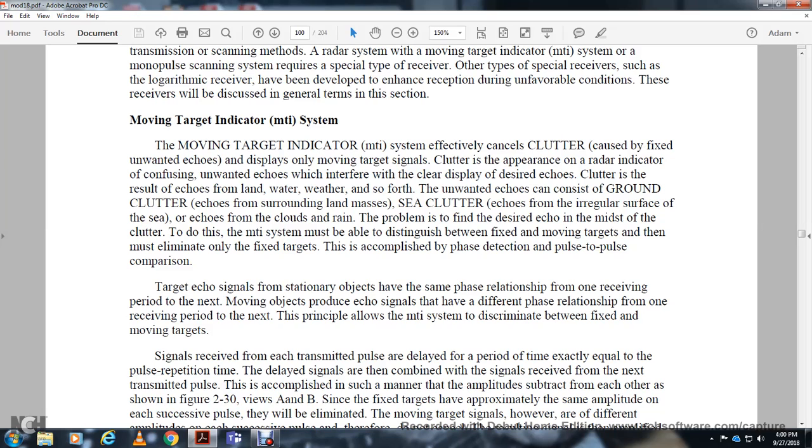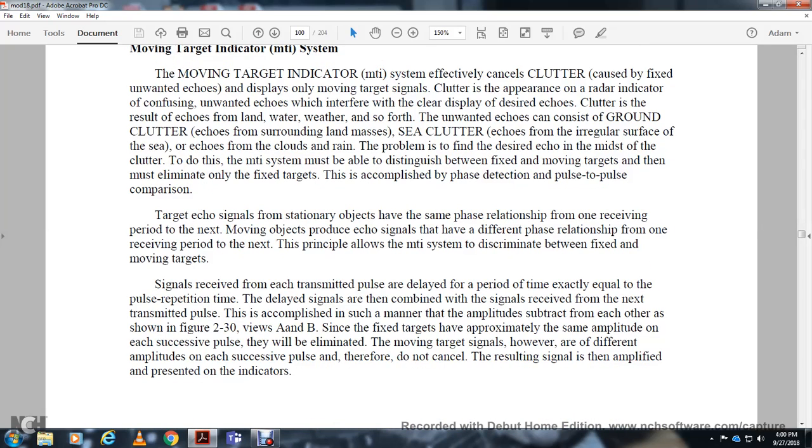The system must be able to distinguish between fixed and moving targets and must eliminate only the fixed targets. This is accomplished by comparison. Echo from a stationary object has the same phase relation on each received period, while the echo from a moving object has a differential phase relationship from one received period to the next. This is the principle that allows the moving target indicator system to discriminate between fixed and moving targets. Signal received from one transmitted pulse is delayed for a period of time exactly equal to the pulse repetition time.